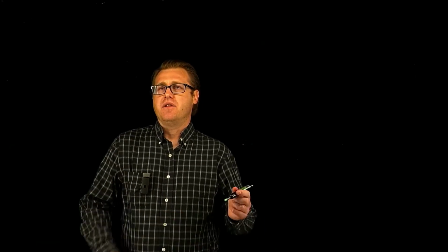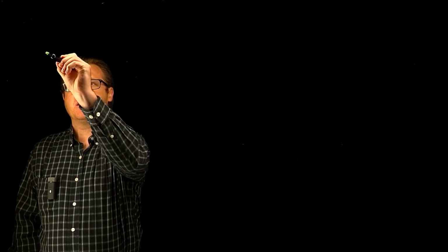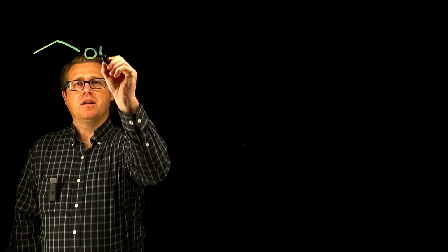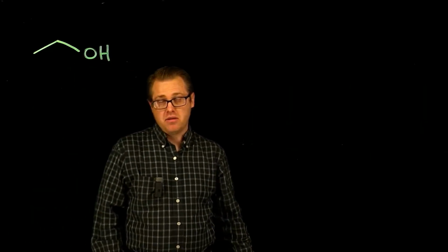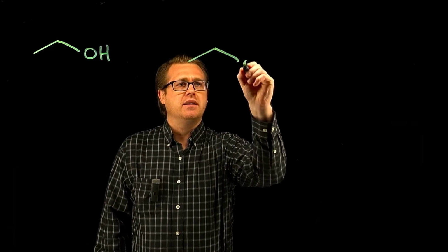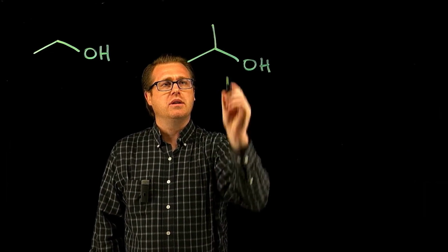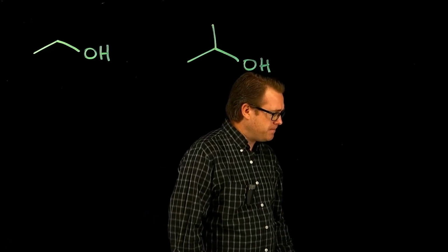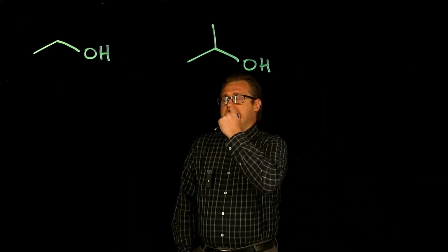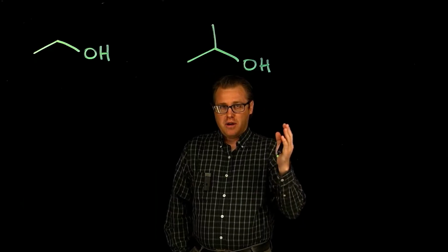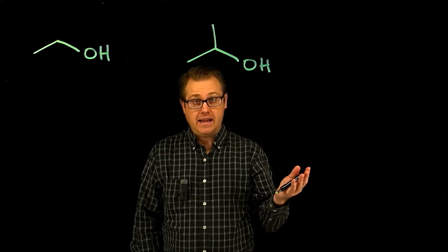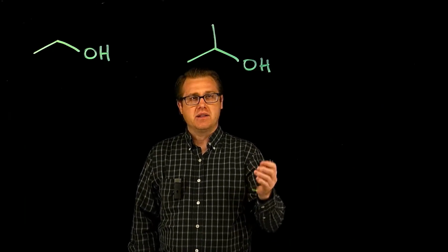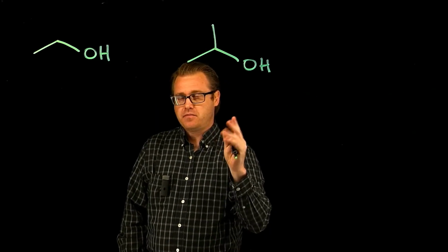Hello, class. We are going to continue our discussion on pKa's and acid-base chemistry here. And the first thing I want to talk about is, let's say we have ethanol, and we compare that to isopropyl alcohol, like that. Now, we've learned that we have pKa tables that will tell us the pKa of these alcohols.